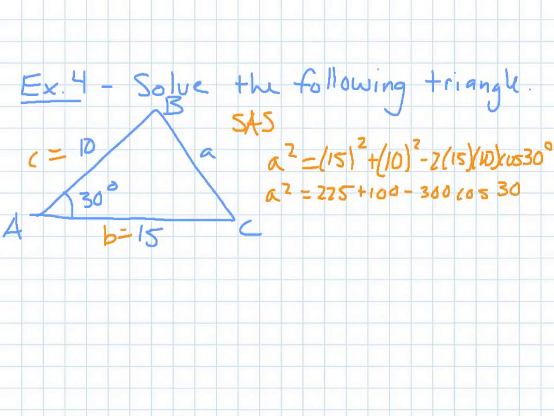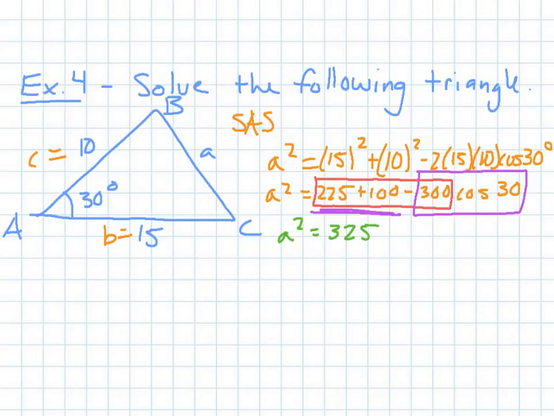Now, one pitfall that kids fall into sometimes is that they see all three of these numbers and they want to shove them all together. But remember that 300 times cosine 30 is one term because of the multiplication. So 225 and 100 are not like terms with 300 because of the cosine of 30. You can only put 225 and 100 together in this case. So a squared is going to be 325 minus 300 cosine of 30.